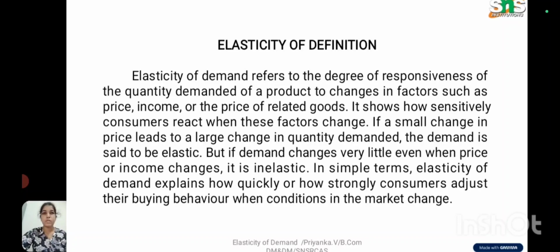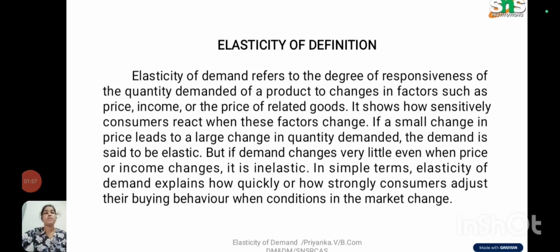Let me explain this with a simple example. Suppose the price of a chocolate bar increases. If people immediately reduce their purchase, then the demand is said to be elastic because it reacts strongly to price changes. But if people continue buying almost the same amount even after the price increases, then demand is inelastic, which means it does not respond much. Now let us look at the different types of elasticity of demand, because elasticity can happen in many ways.